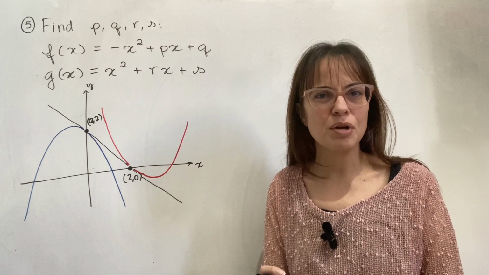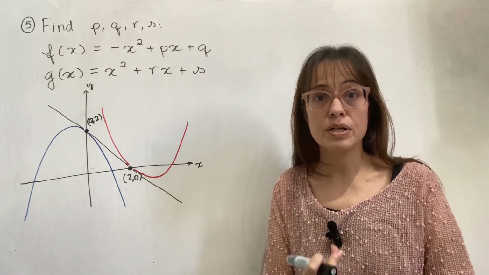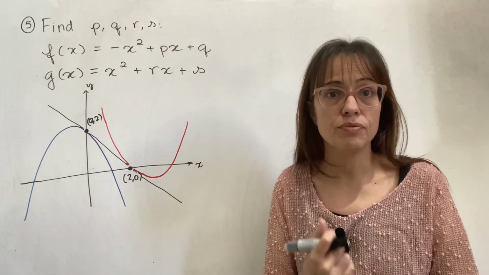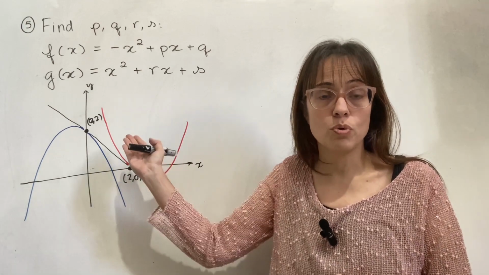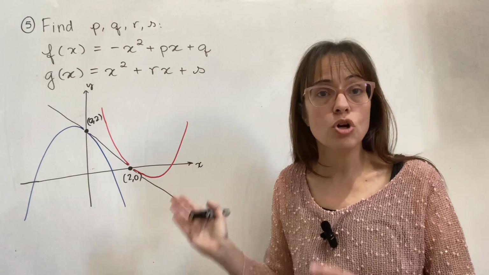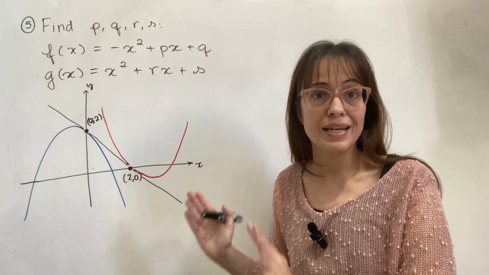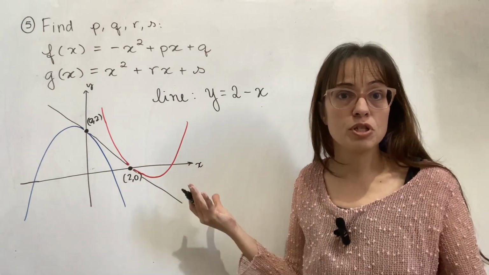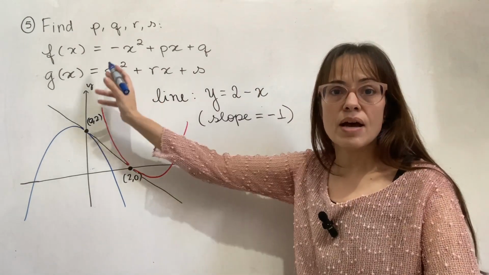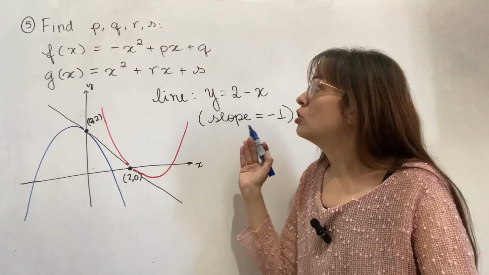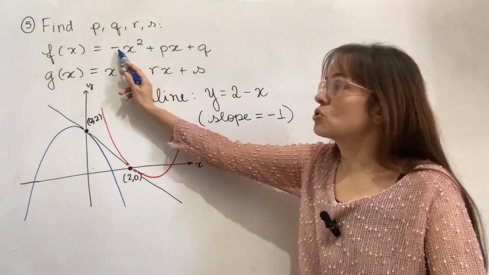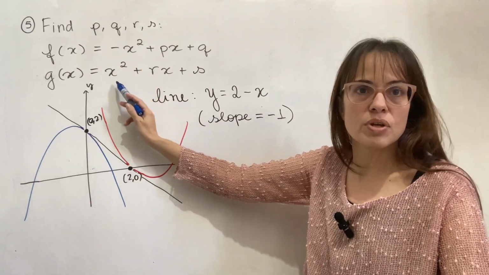But we don't have to think about it in this way right now because we have a lot more concrete information about this line. This is a line that passes through the points (0, 2) and (2, 0). We know exactly what the equation of this line is. We know that the slope is -1. We know that f is the blue function and g is the red function due to the fact that f has concavity down and g has concavity up.